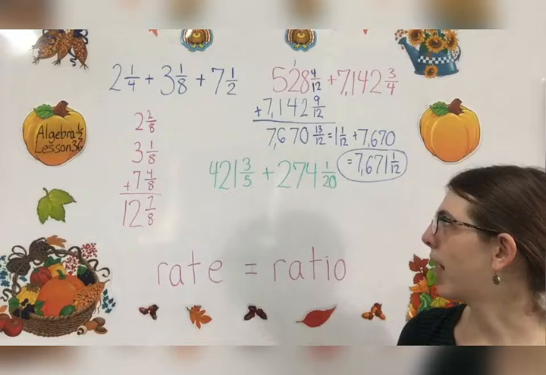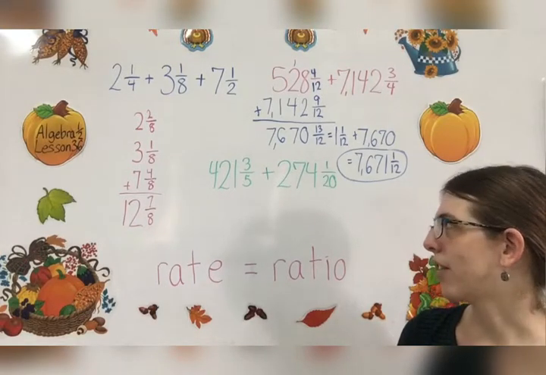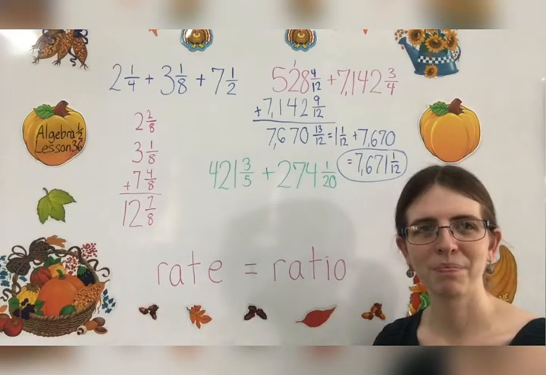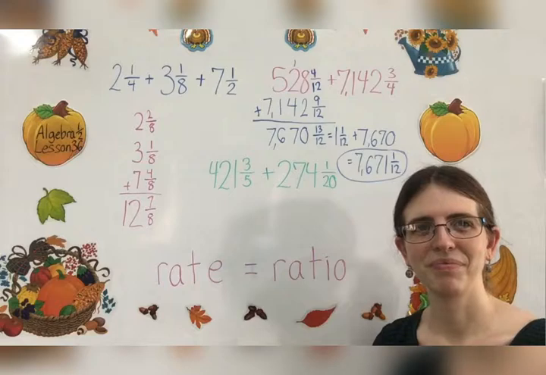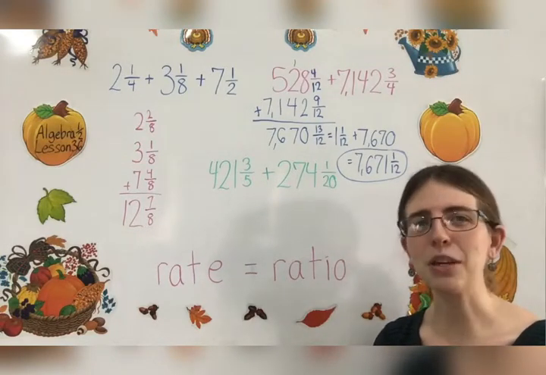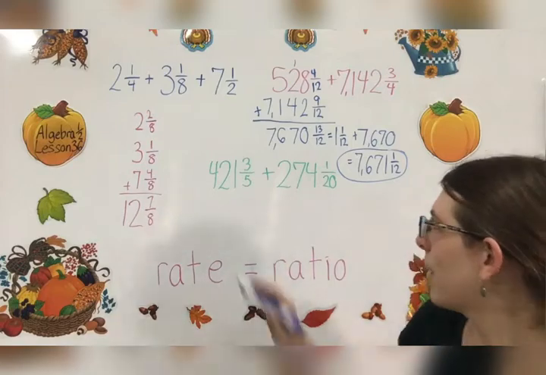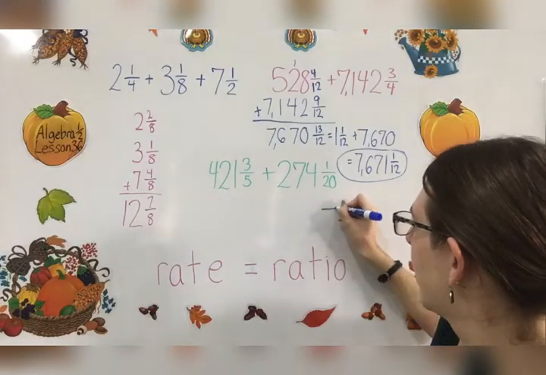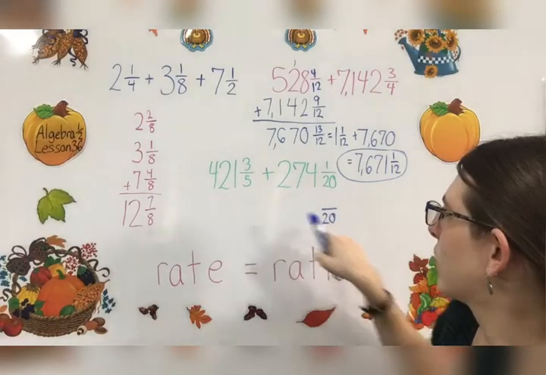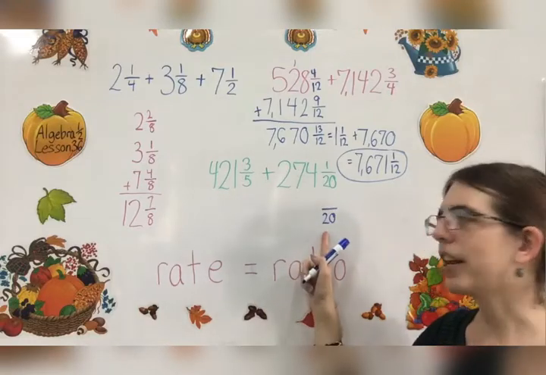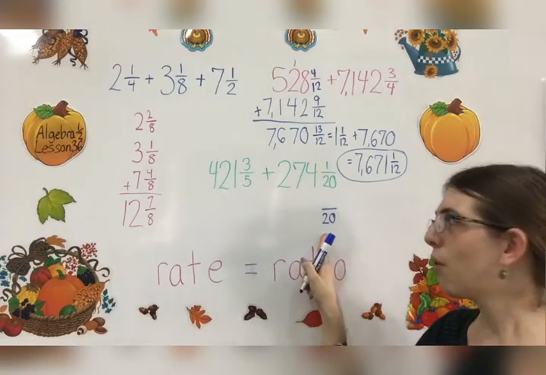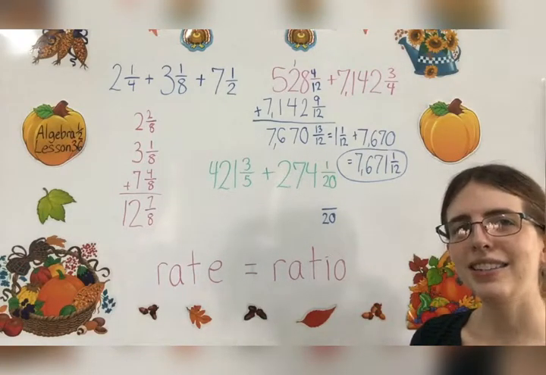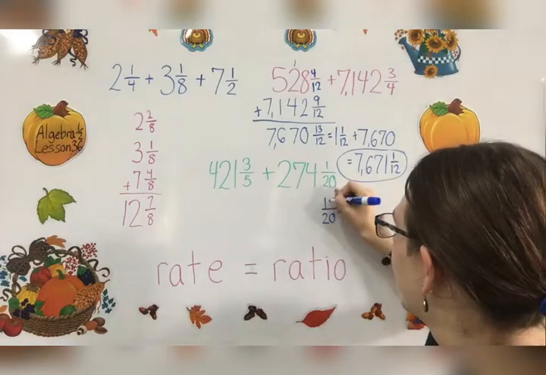421 3/5 plus 274 1/20. Let's focus first on our fractions. 5 and 20, what's their least common denominator? If you said 20, you are correct. It would be 20. So I'm going to put this fraction underneath here since I don't have to change this fraction. 3/5 is going to become something over 20. Well, 5 times what equals 20? 5 times 4 equals 20, so that means I multiply my numerator by 4 as well. And 3 times 4 is 12. Good job. So it's 12/20ths.